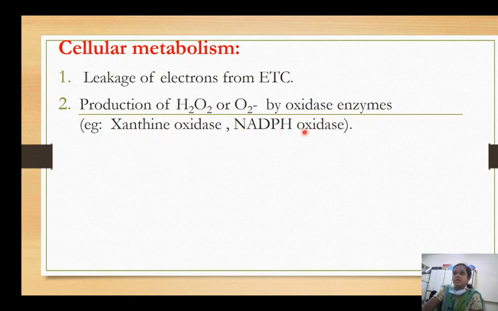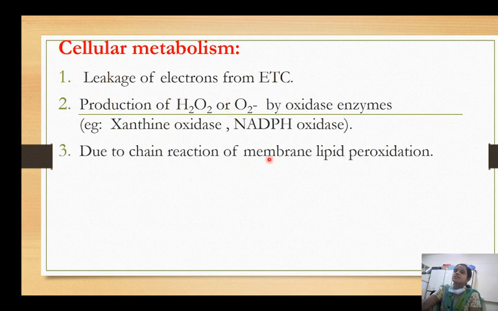Next is NADPH oxidase, that will be providing the oxide ions. This NADPH dependent oxidase reaction will take place in the macrophages. So the first one is leakage of the electrons. The second one is production of hydrogen peroxide or oxide radicals by the oxidase enzymes that act in normal metabolism. Like purine catabolism, at the last step where uric acid has to be formed from xanthine, hydrogen peroxide is formed. Then in the macrophages, NADPH dependent oxidase will form the oxide ion.